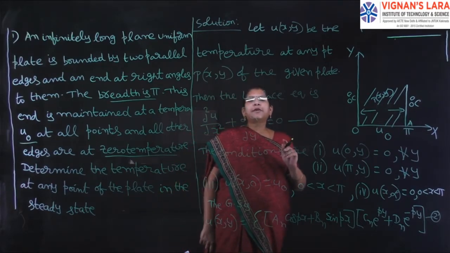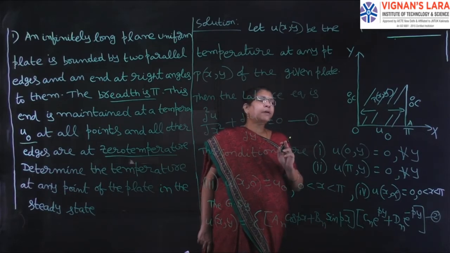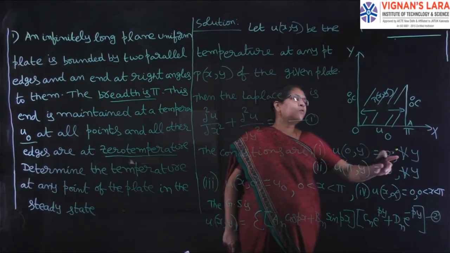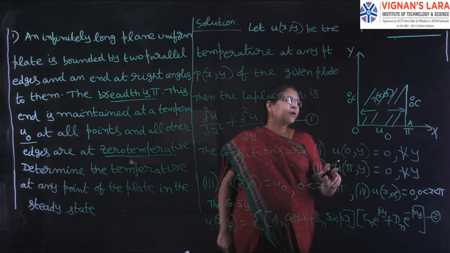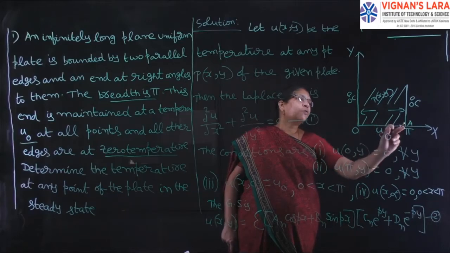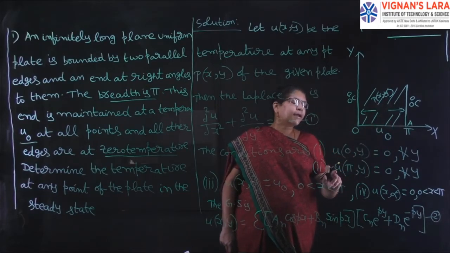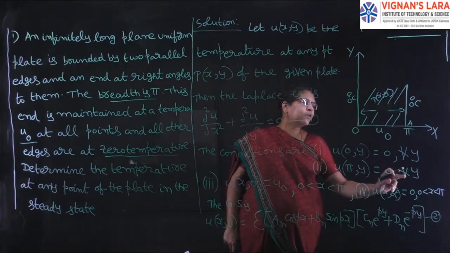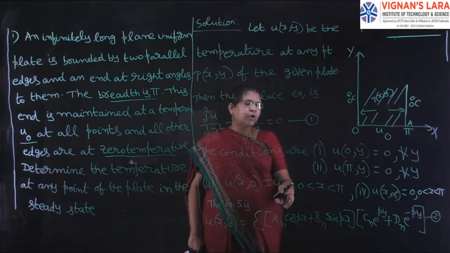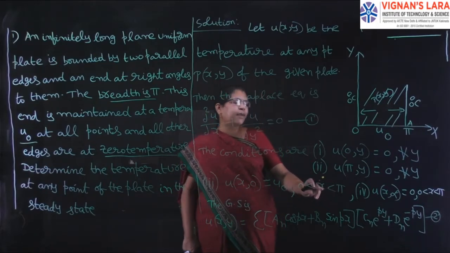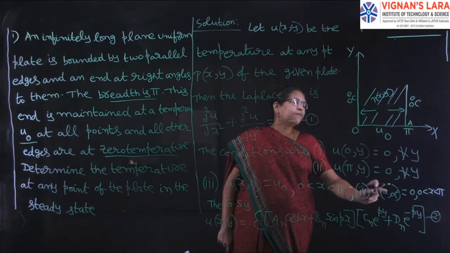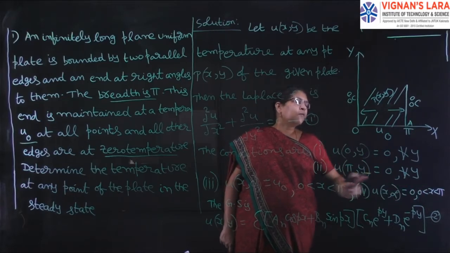To solve Laplace equation, I already said that we have to remember the four conditions. What is condition number 1? U of 0 comma y equal to 0 for all y. What is condition number 2? U of pi comma y equal to 0 for all y, because from 0 to a, the breadth is pi. What is condition number 3? U of x comma 0 equal to u0, where 0 less than x less than pi. What is condition number 4? For this edge, which is up to infinity, u of x comma infinity equal to 0, where 0 less than x less than pi.